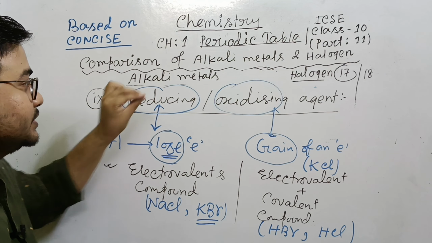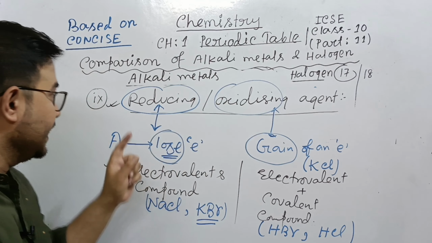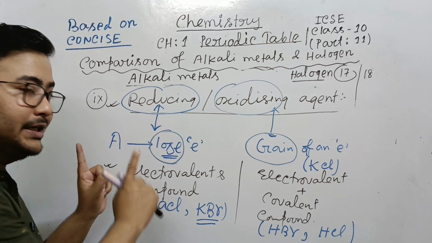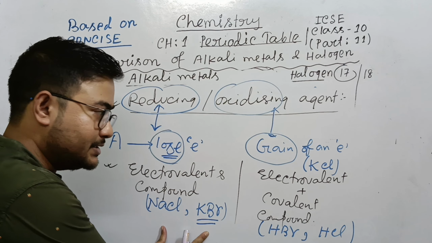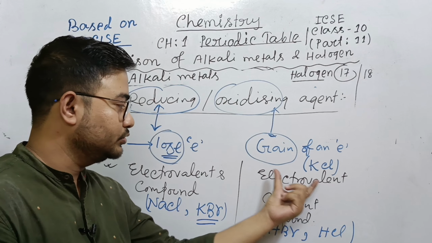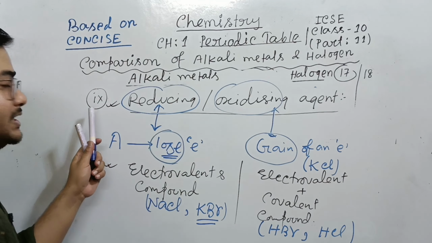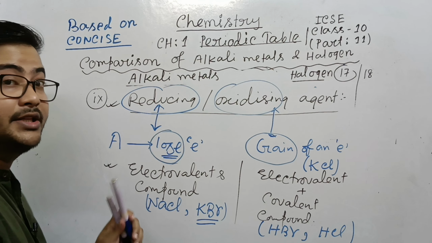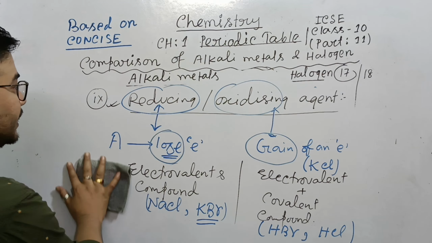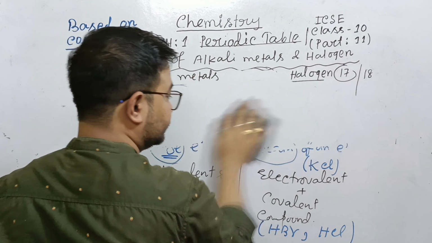Alkali metals means reducing agent, halogens means oxidizing agent. Alkali metal can form only electrovalent compound. Memorize these examples. Halogens form both electrovalent as well as covalent compounds. Now the last point. We already covered all the 10 points.